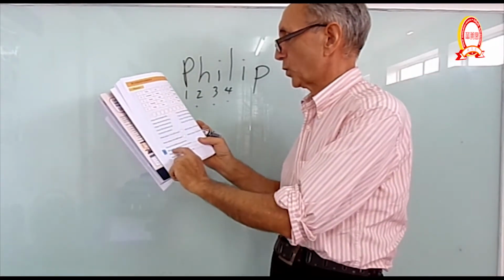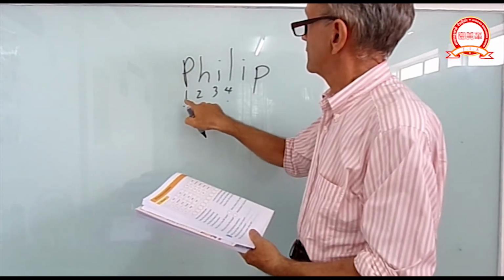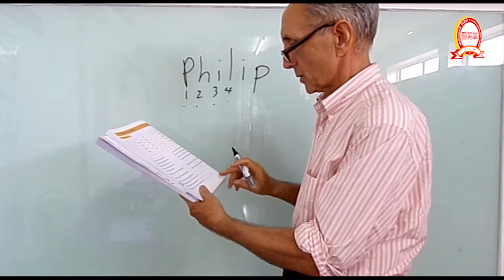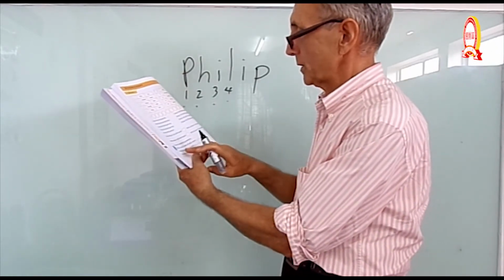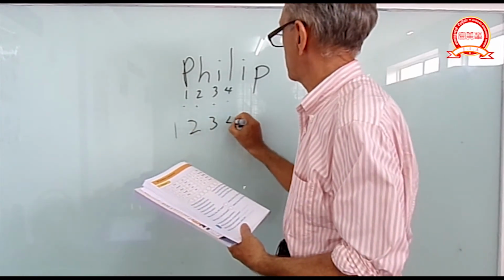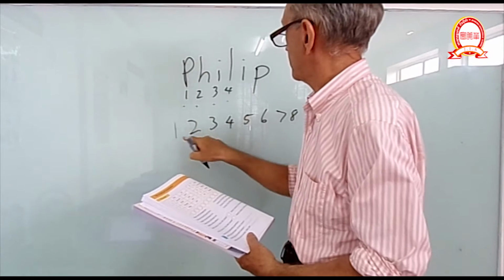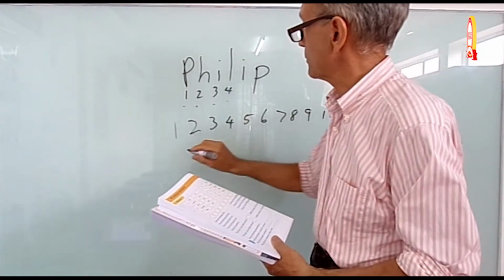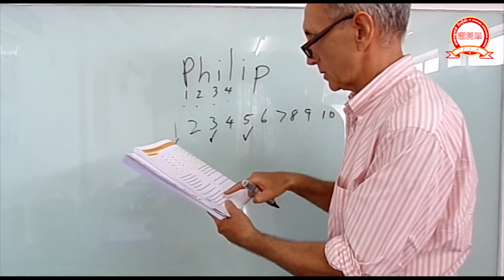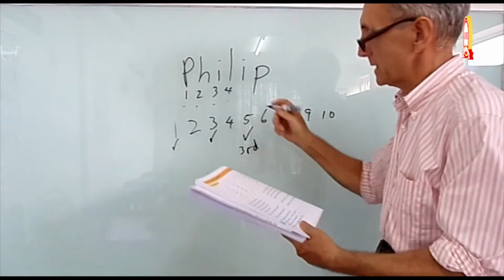Answer the following questions. What is the 4th letter of your name? My name is Philip, so first, second, third, fourth. So the 4th letter of my name is L. So that is my answer for this question. What is the third odd number? So 1, 2, 3, 4, 5, 6, 7, 8, 9, 10. Those are the first numbers. The odd numbers, this is an odd number, this is an odd number, and this is an odd number. So the third odd number, first, second, third. The third odd number is 5.